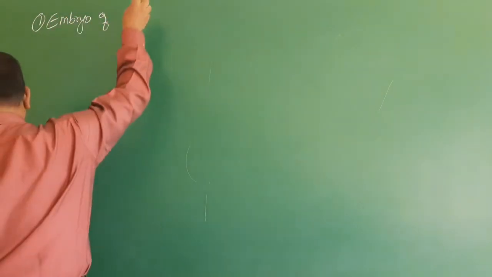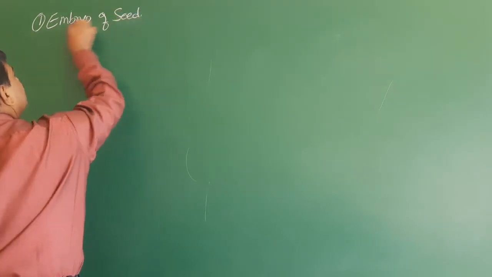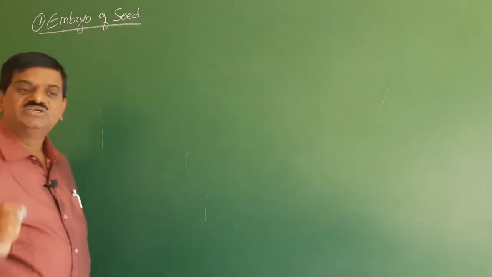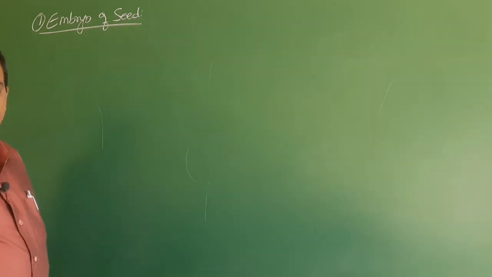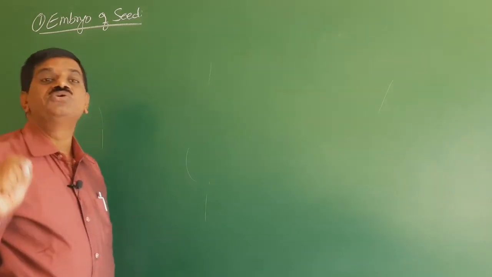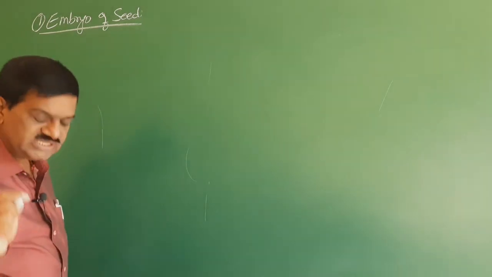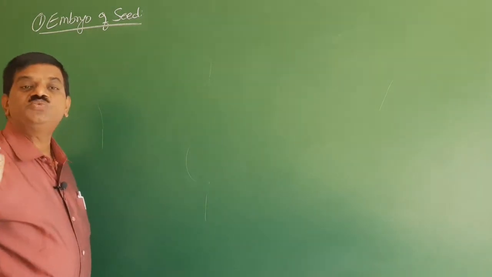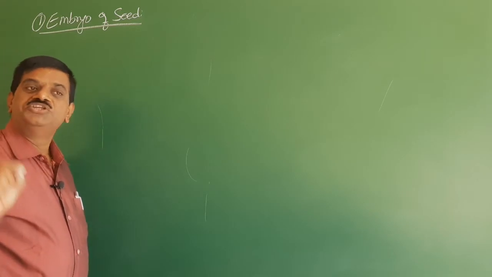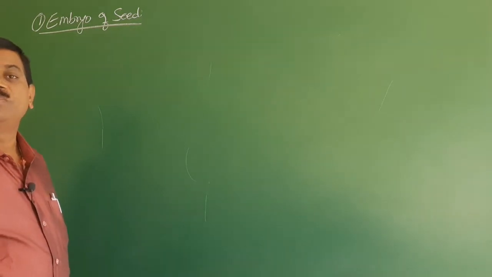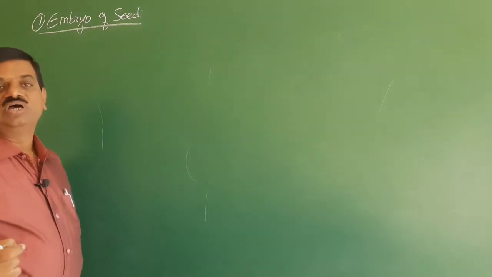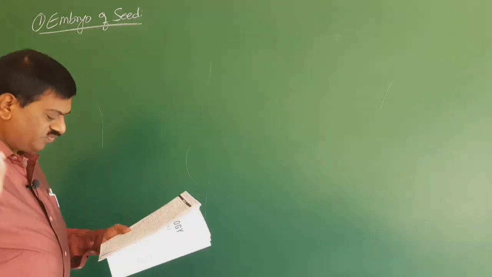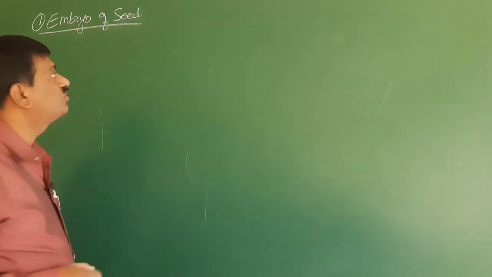Embryo of seed, this is the first option. We know that after fertilization there is a formation of embryo. One of the pollen grain nuclei, or the male gamete, the male nucleus, fuses with the egg cell to form a zygote. This zygote undergoes further development to give rise to the embryo. So the first one is embryo of a seed. This is not the answer.